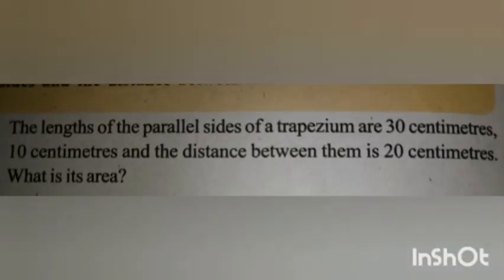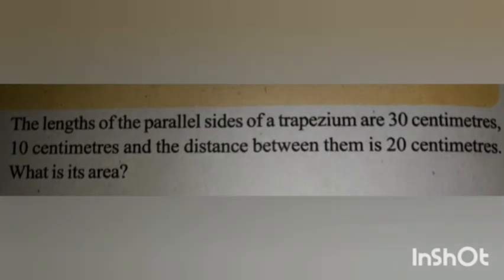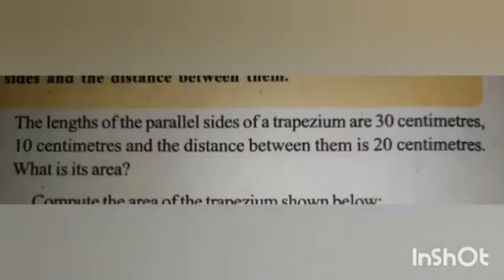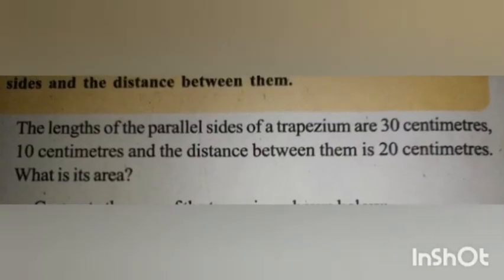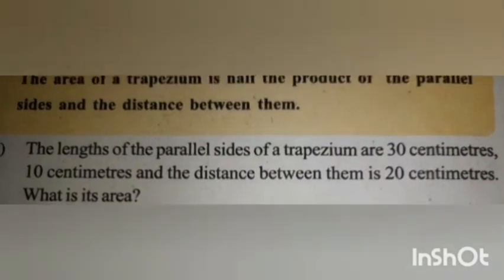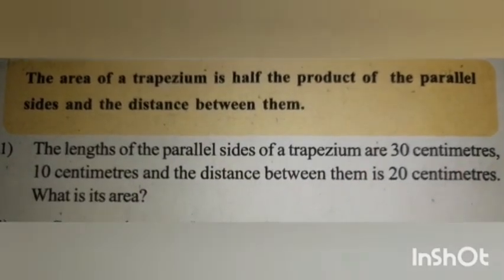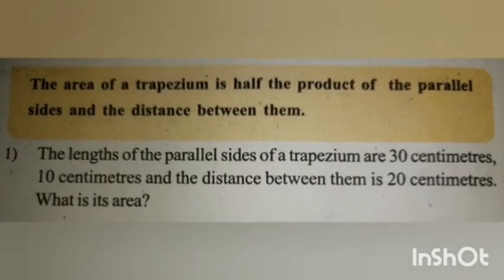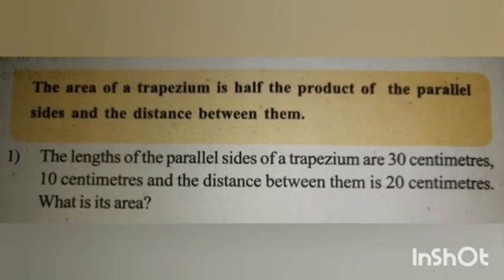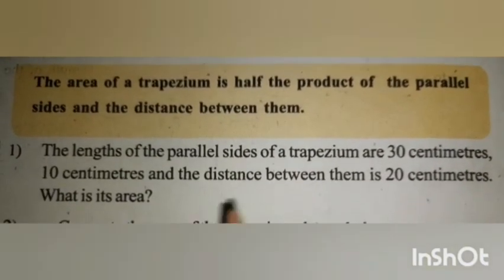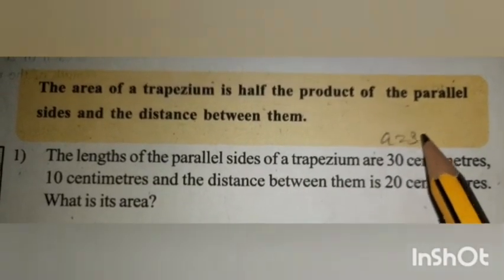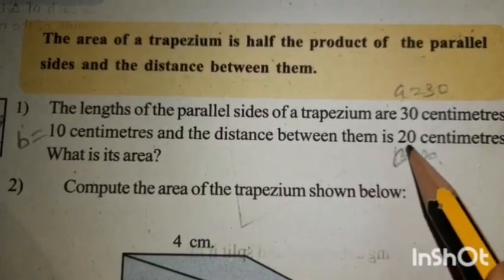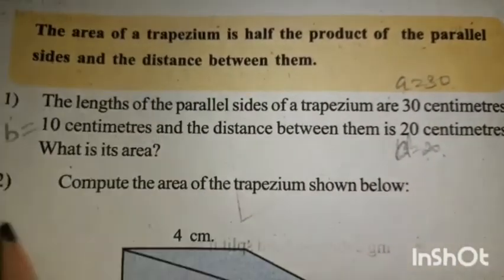The lengths of the parallel sides of a trapezium are 30 cm and 10 cm, and the distance between them is 20 cm. What is the area? You have to find out the area. So how will you find out this? Here A is equal to 30, B is equal to 10, and D is equal to 20.